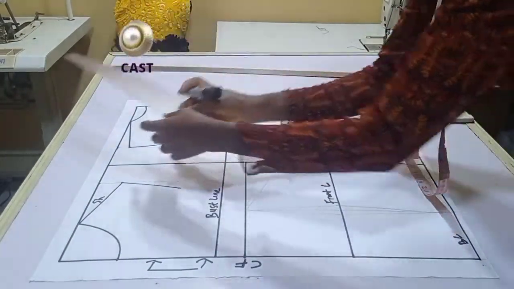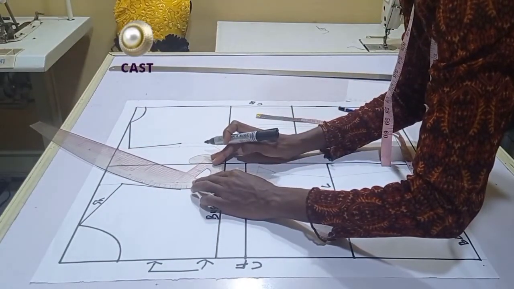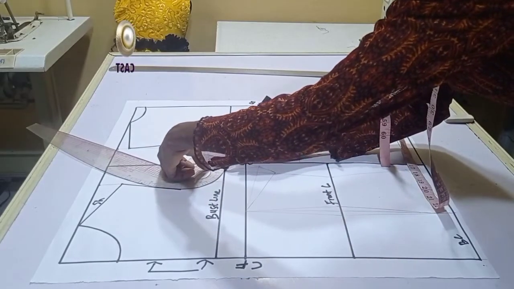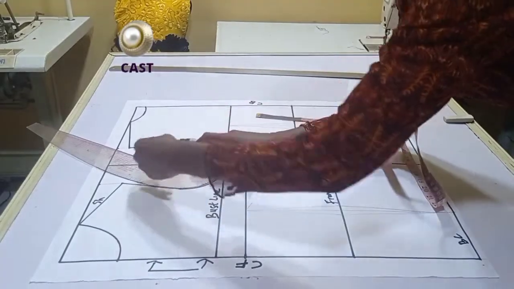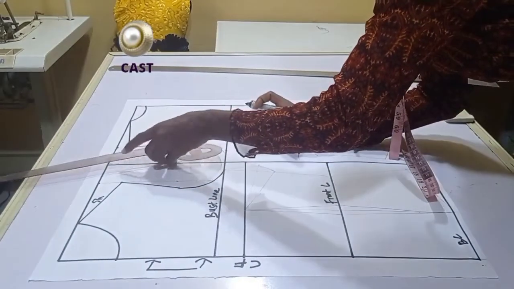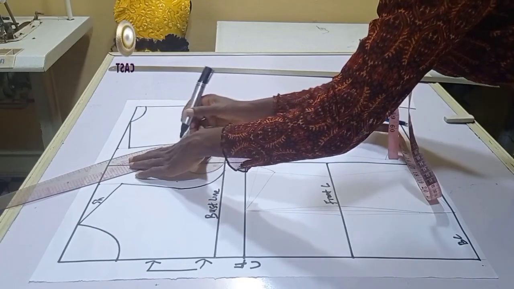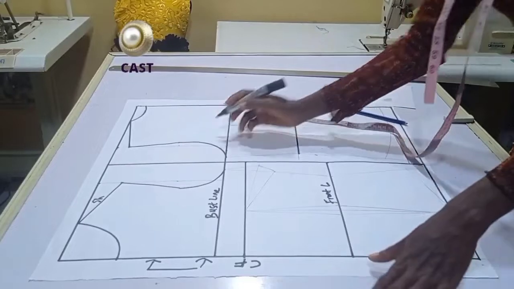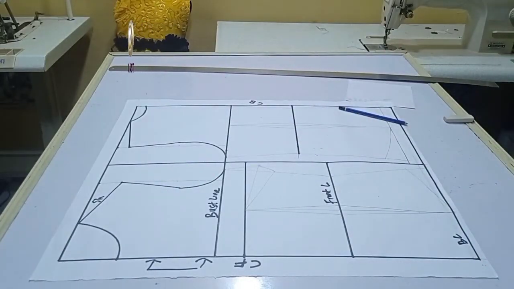And to get the shape, the curve of the armhole, you put your armhole curve like so, and you're going to draw it to connect to your bust measurement. Can you see it? Now you repeat the same thing for the back. So I'll just go ahead and do this, and we are done with the upper part of this pattern.